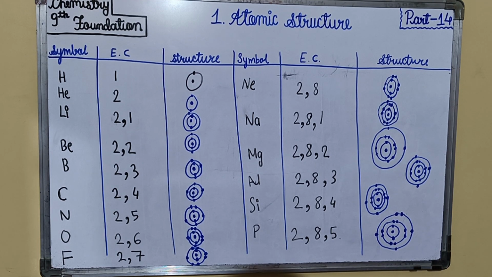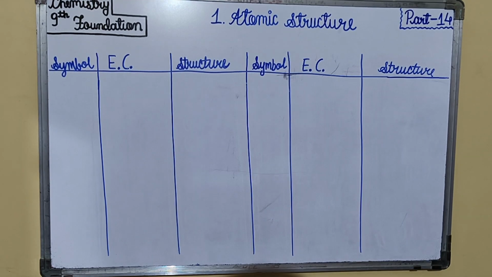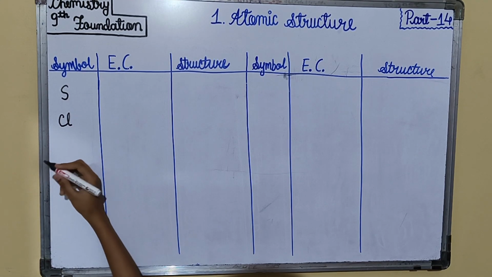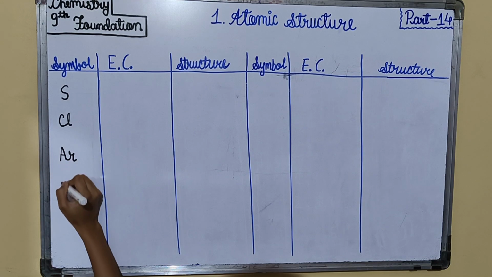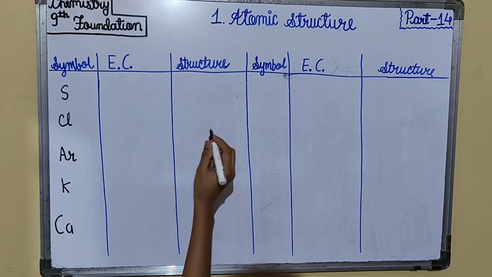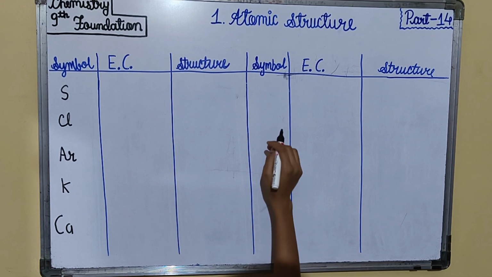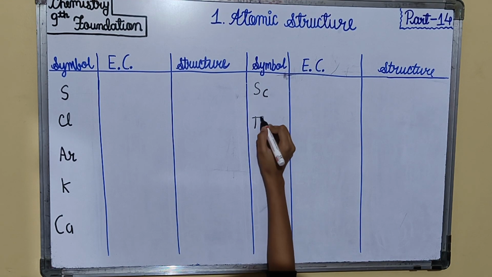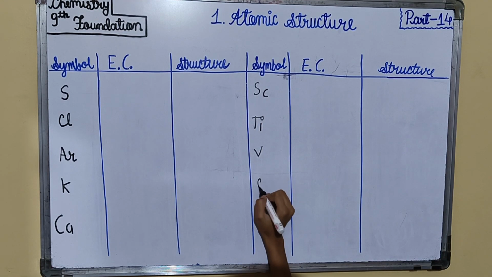Then let's move towards the elements from sulfur to zinc, from 16 to 30 element. The 16th one is sulfur. 17th is chlorine. 18th is argon. 19th is potassium. 20th is calcium. 21 is scandium. 22 is titanium. 23 is vanadium. 24 is chromium. 25 is manganese.